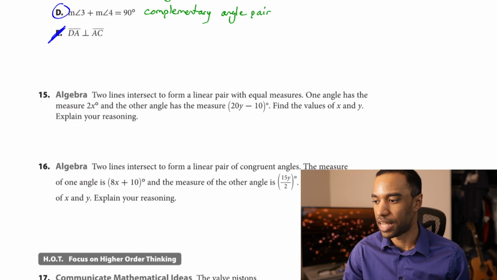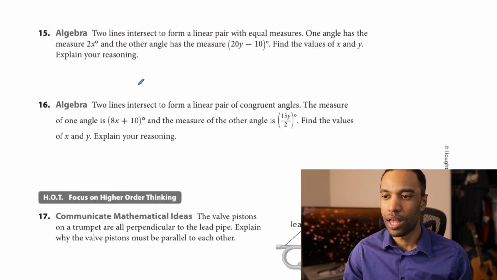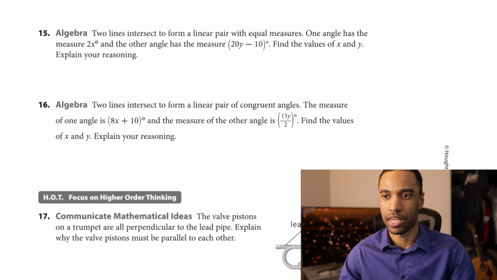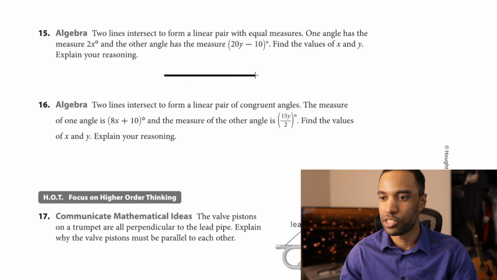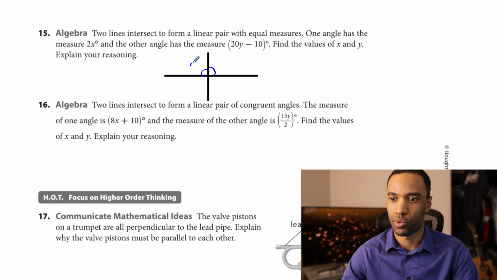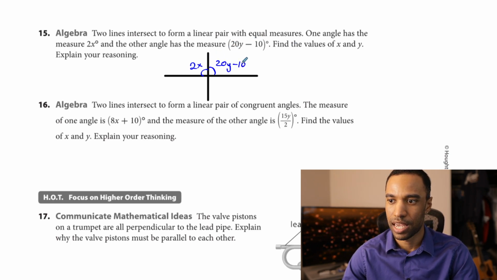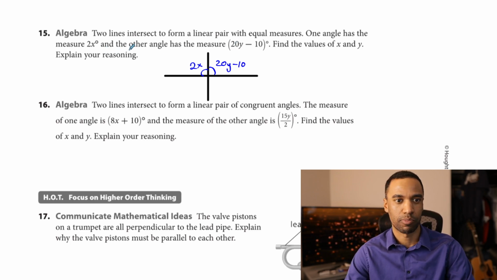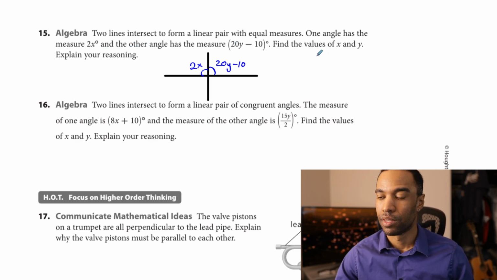Okay, 15 and 16, last two. Number 15, two lines intersect to form a linear pair with equal measures. So they're saying this is congruent to this right here. One angle has the measure 2x. The other has the angle measure 20y minus 10. Find the values of x and y. Explain your reasoning. Well, here's the thing.